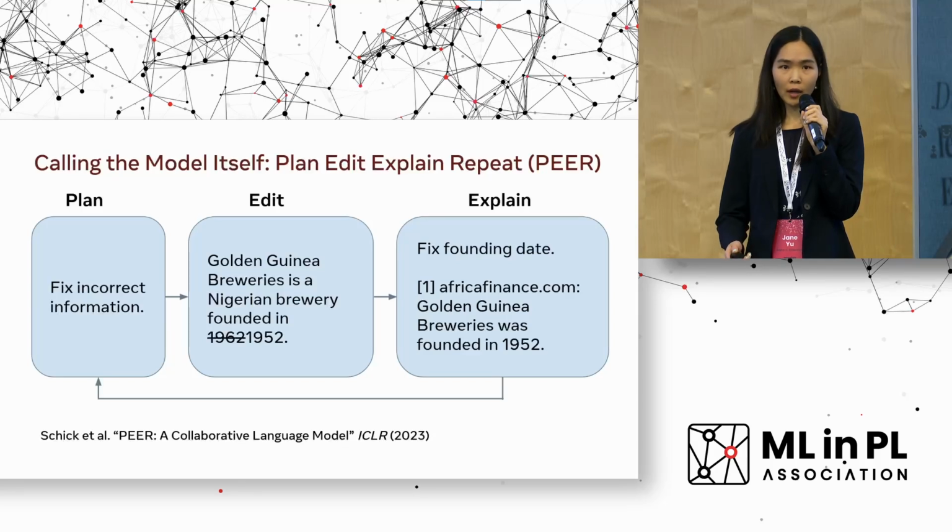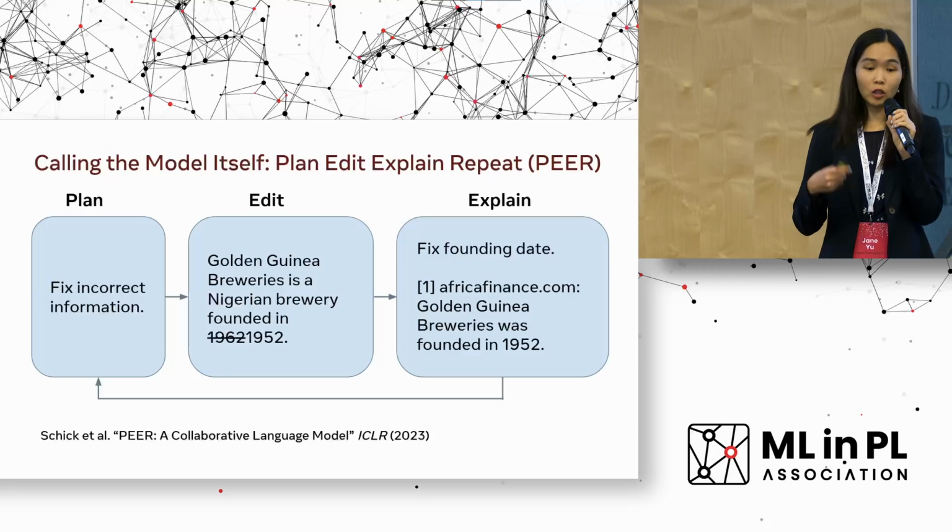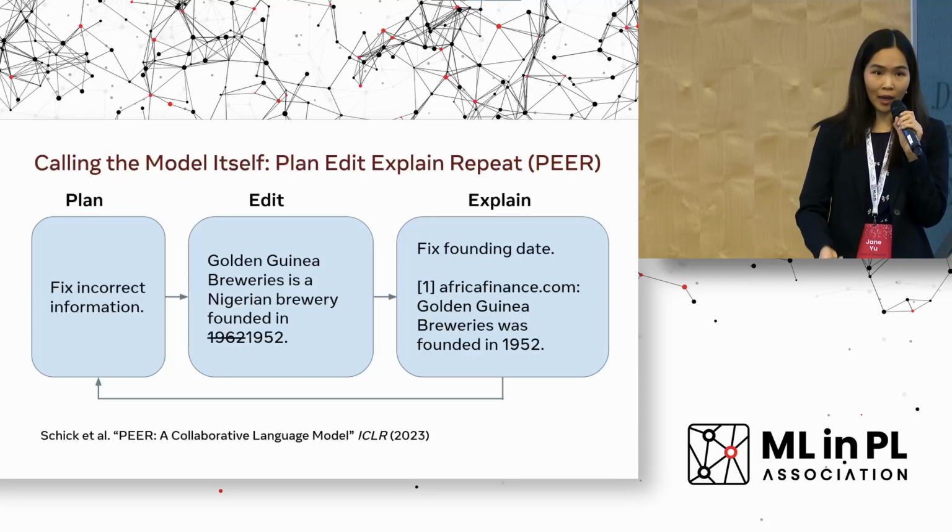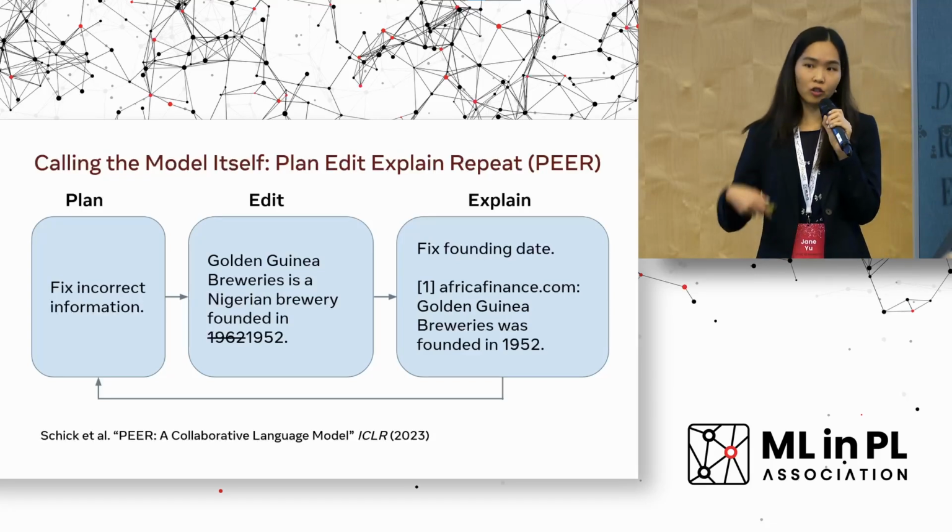And now this is where PEER may call itself. When the user doesn't actually input a plan, it will call itself to create that plan.